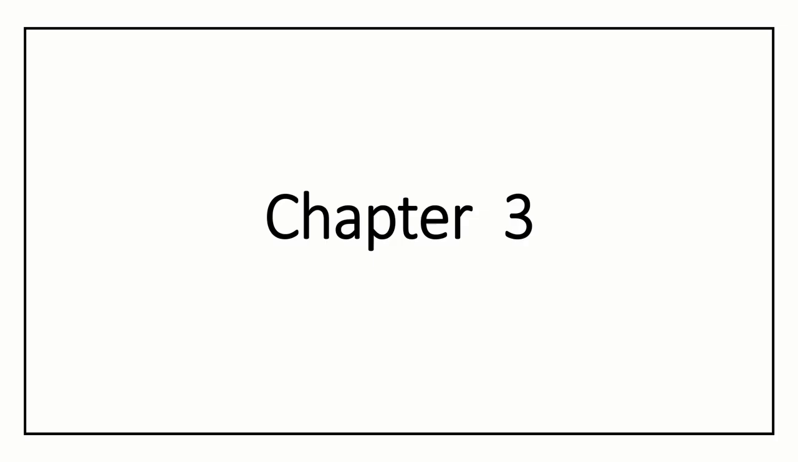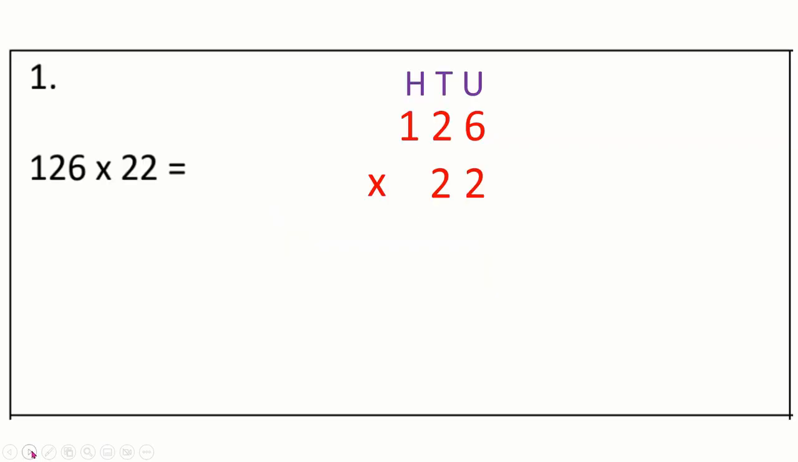Multiplication, Chapter 3, multiplying a 3-digit number by a 2-digit number. 126 multiplied by 22.